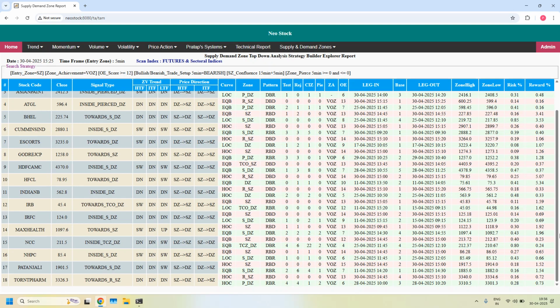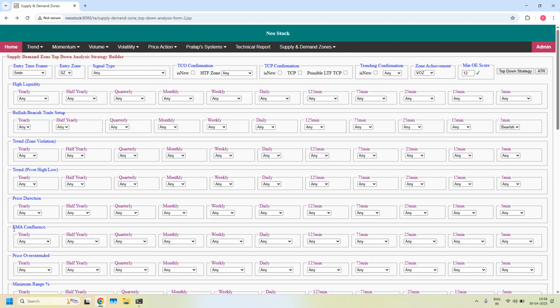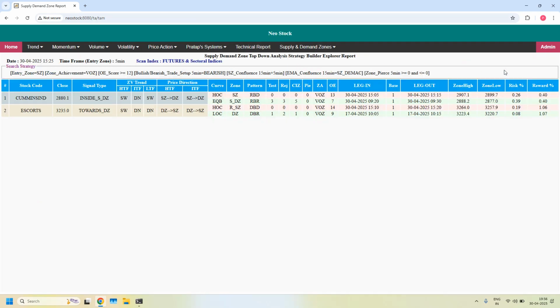So let's verify if any of the 15-minute supply zones are having daily EMA confluence. If that is the case, the overlapped 5-minute supply zone inside the 15-minute supply zone might be having a higher probability to get success. So in the EMA confluence at 15 minutes time frame, I am checking whether the 15-minute supply zone has daily EMA confluence or not. So 2 stocks are filtered. These two 15-minute supply zones might be having higher probability compared to the other stocks.